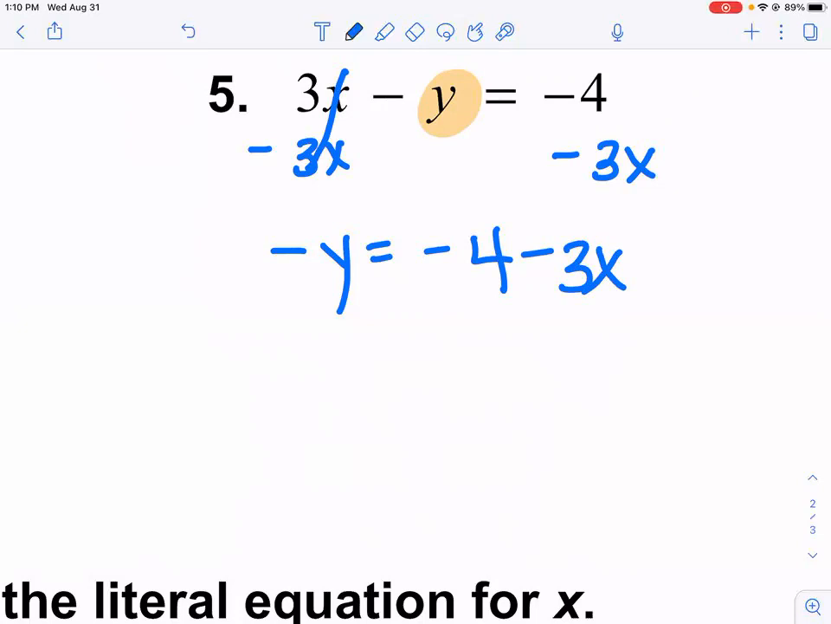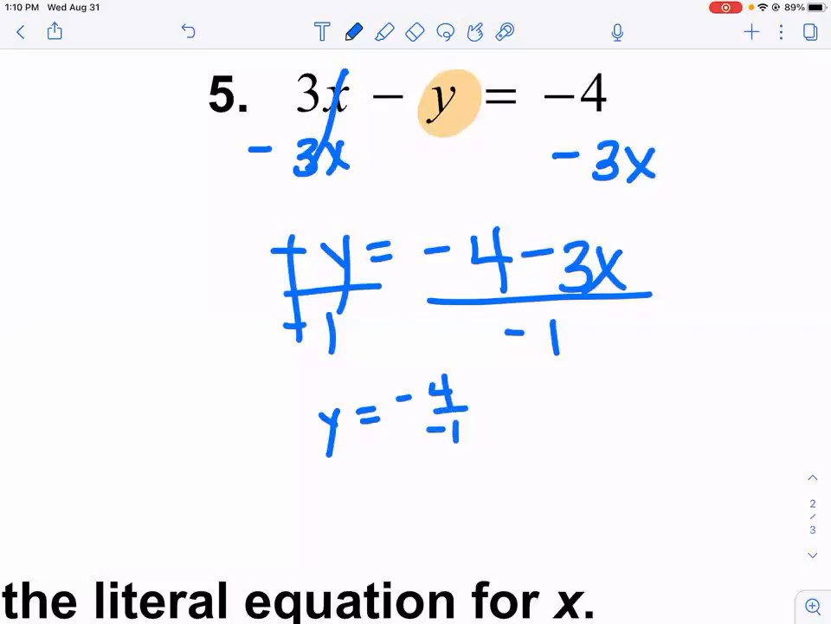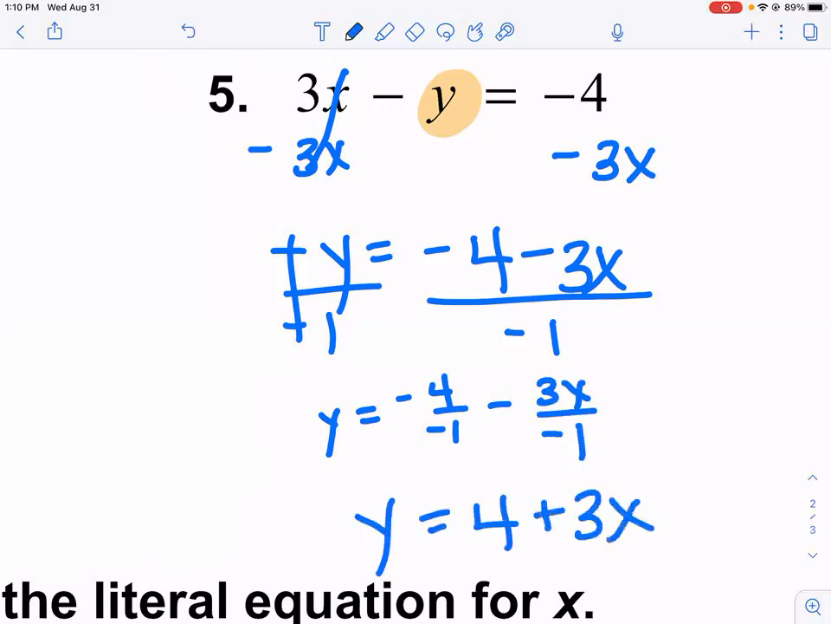Okay, we haven't solved for y yet, have we? So we need to divide by that negative 1 to get y equals, let's do this, negative 4 divided by negative 1 minus 3x divided by negative 1. So we end up with 4 plus 3x.